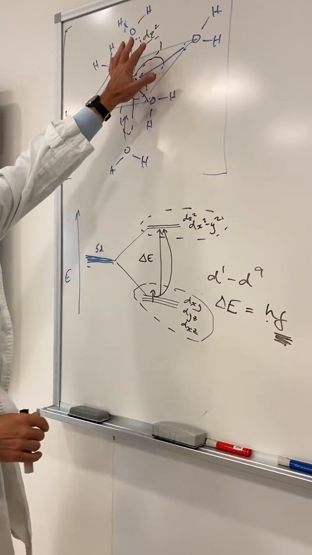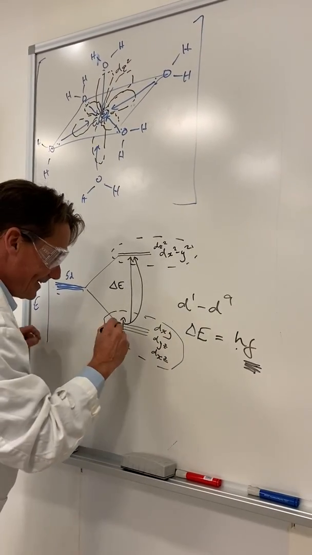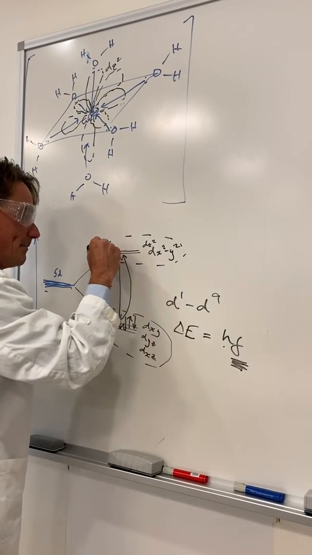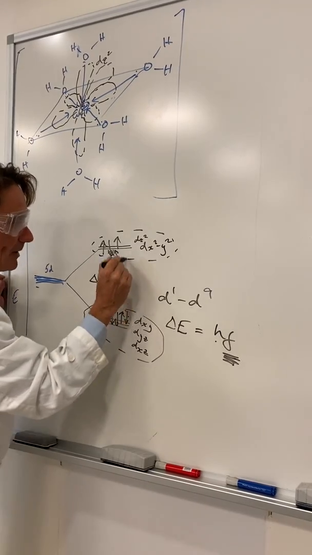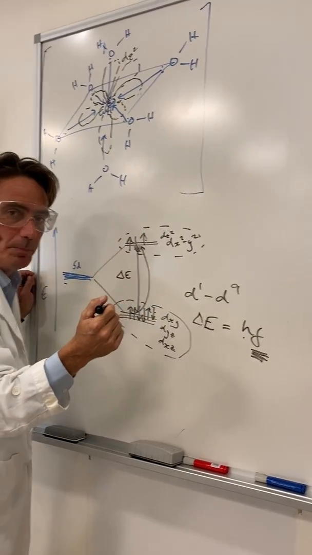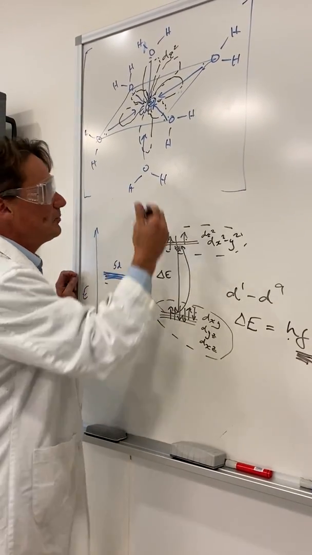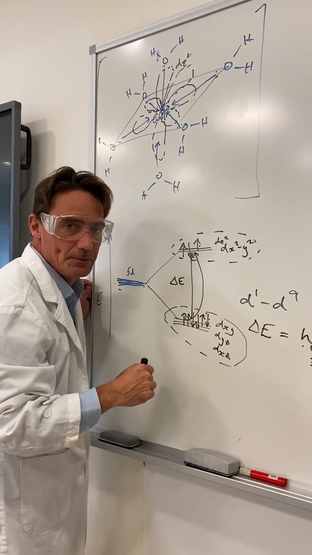So going back to copper, we know that this appears to be blue. Why? Well, this is a d9 system, so it actually has it mainly filled. It's just got one vacancy up here, and one electron can get promoted up to here. It will absorb in the red range. So the reason why this looks blue is because all the red light is being removed.